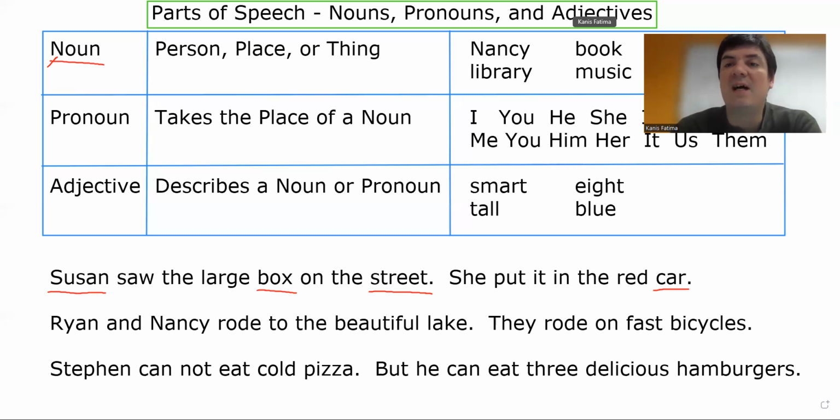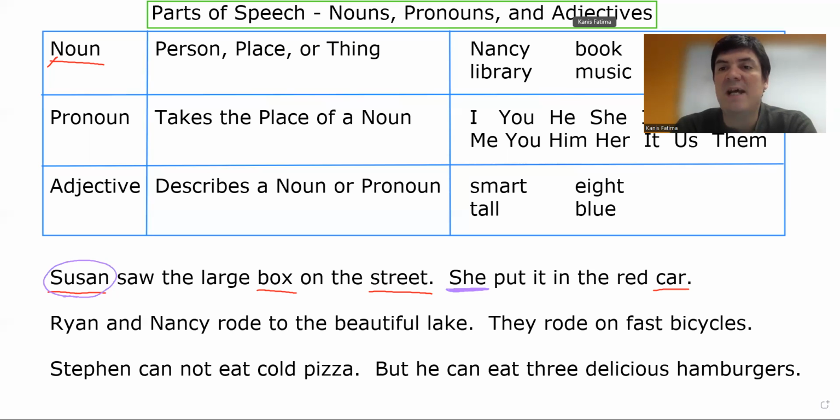Now that I found my nouns, now I'm going to look for my pronouns. Looking at my two sentences, I see the pronoun she. She is a pronoun. It is replacing the noun Susan. Susan saw the large box on the street. She put it in the red car. Who is she? She is Susan.